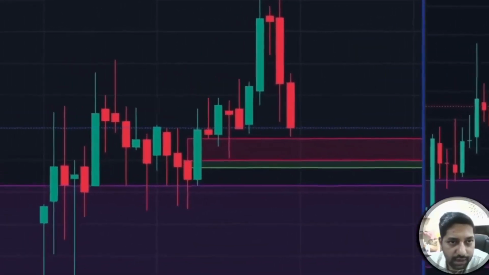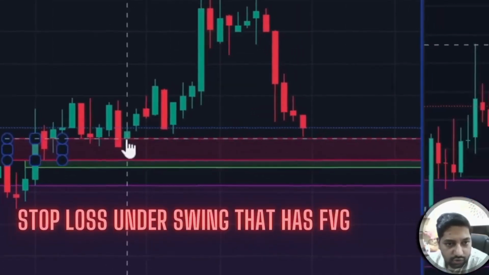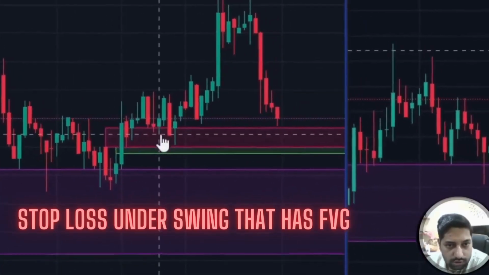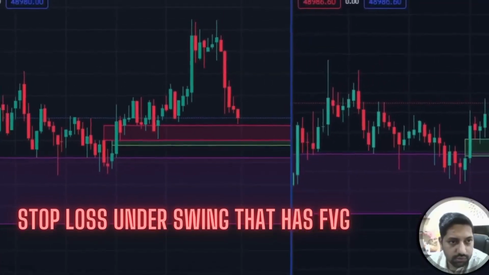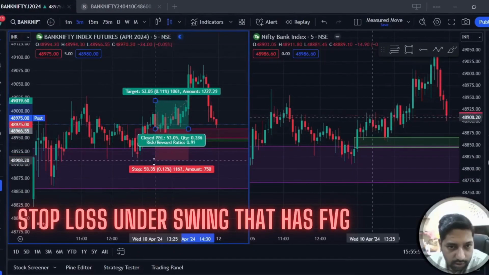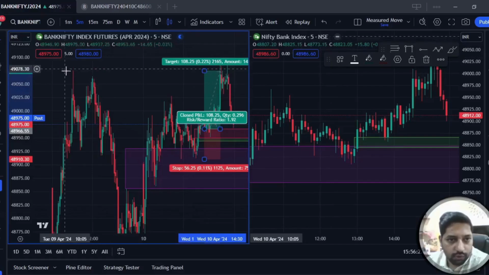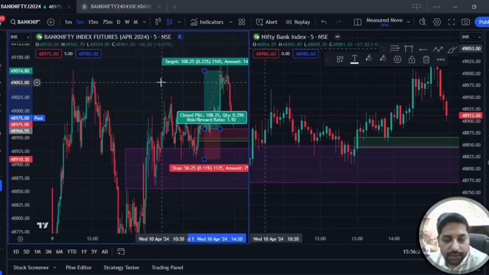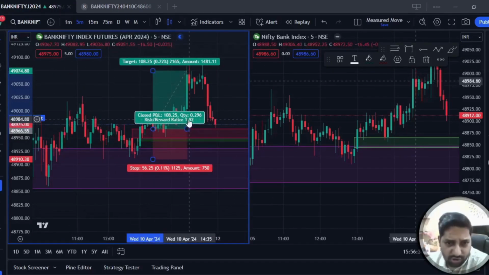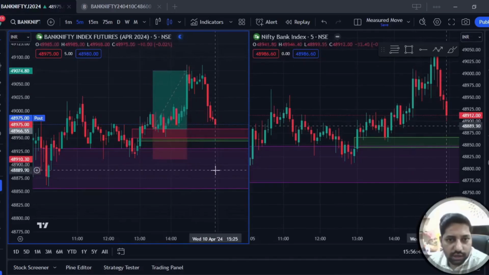Our entry happened here at 130. Our stop loss was below here. So let's do that with a long position. Here was our entry. Our stop loss was under here, and our target was the extreme swing high. So it gave almost a 1:2 risk reward ratio. This was our entry and this was our target.